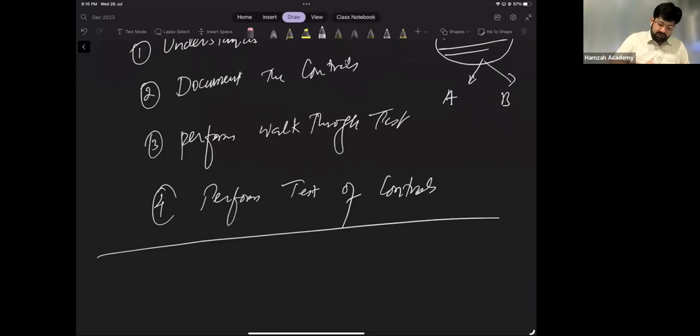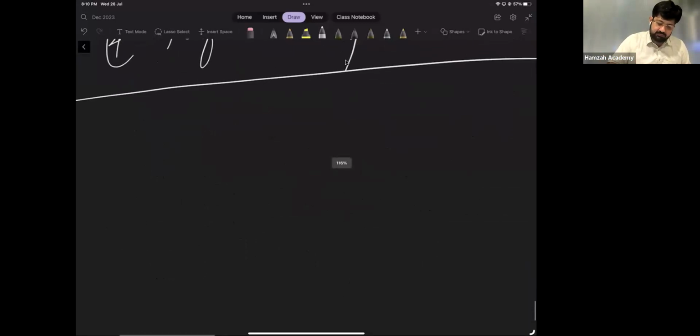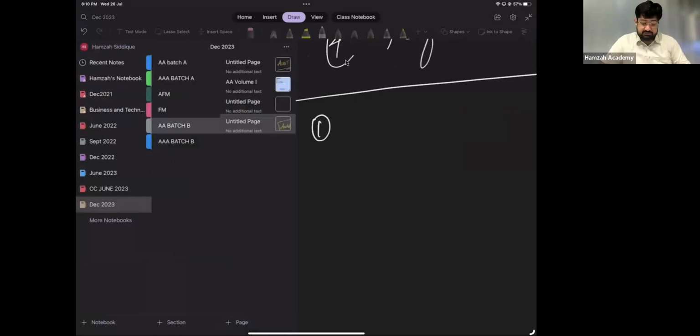So the first point is understanding the control. Each organization, I'm talking about the good organizations, has a system of internal control. There are 5 components of controls.